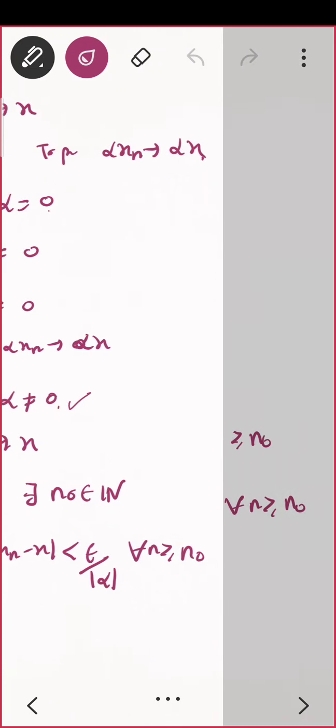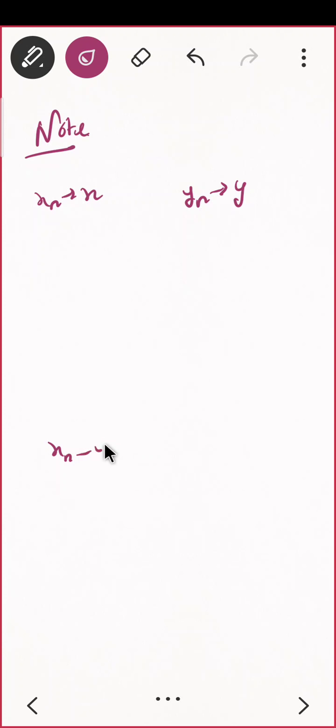Okay. Now note. Can you prove that if xn converges to x, yn converges to y, then xn minus yn also converges to x minus y? Can you prove this by using 1 and 2? Whatever we have proved, that xn converges to x, yn converges to y, then their addition will also converge. In the second case, if xn converges to x, then I have proved minus xn converges to minus x. By combining both, can you prove this?